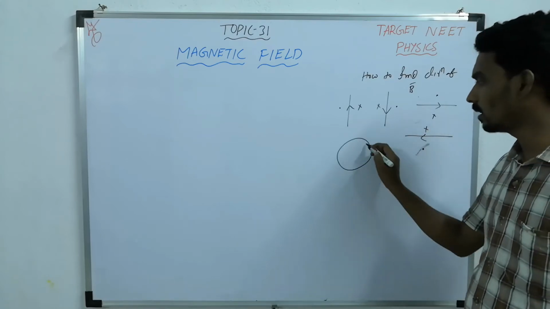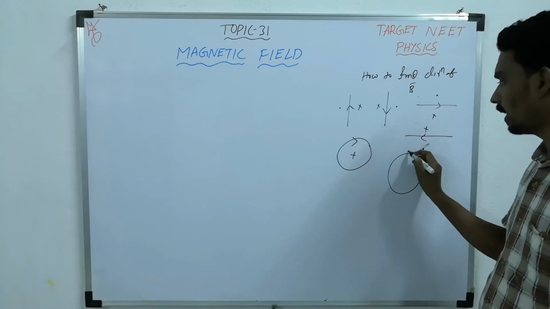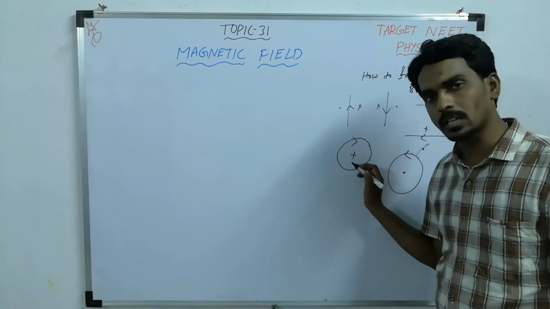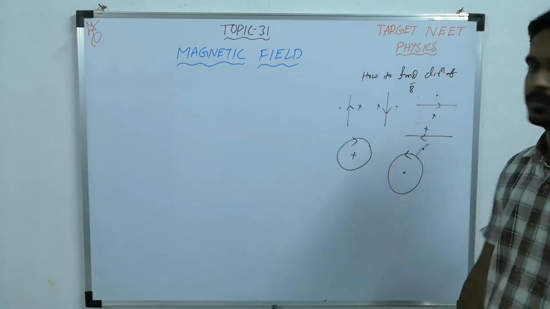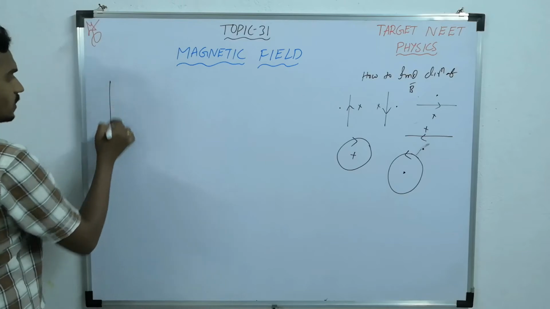If there is a clockwise current, then the field is inward. If there is an anti-clockwise current, then the field is outward. Dot means outward, cross means inward. Remember this thing first.